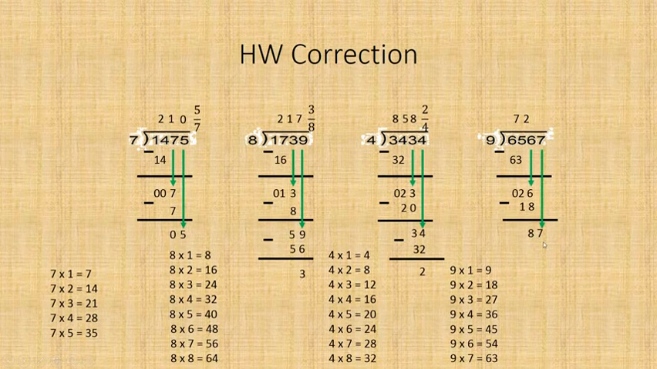Oh, 87. It's a large number. It's larger than that. So I have to add in the times table. So here it's 9 times 9 equals 81, and 9 times 10 is going to be 90.